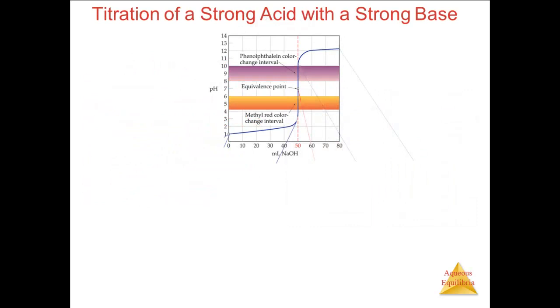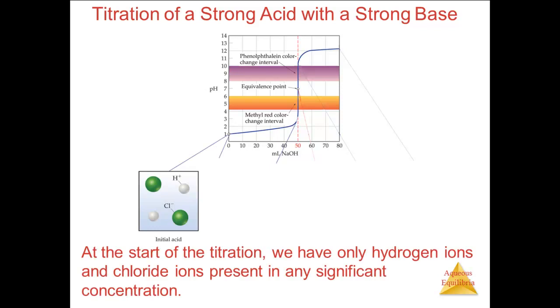Titration of a strong acid with a strong base. If we look at the pH during the titration of a strong acid with a strong base, for example, 50 milliliters of 0.1 molar HCl with 0.1 molar NaOH, we find an interesting pattern develops. Let's look at 4 regions of the graph. At the beginning of the titration, only hydrogen ions and chloride ions are present in any significant amounts. The concentration of the H+ is 0.1 molar, so the pH is 1.0.